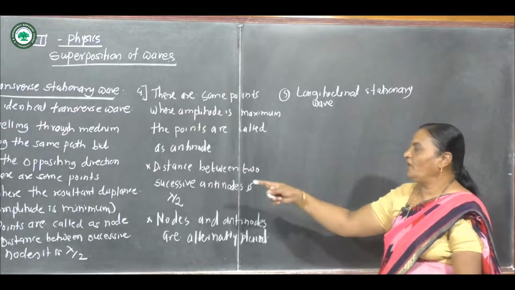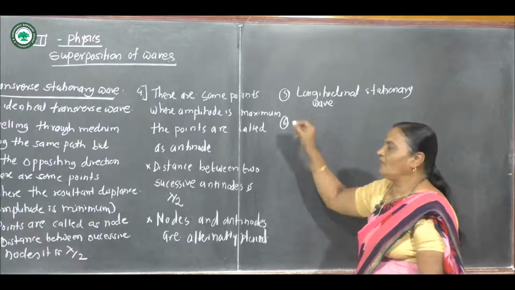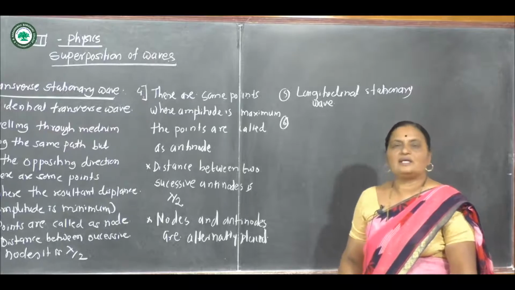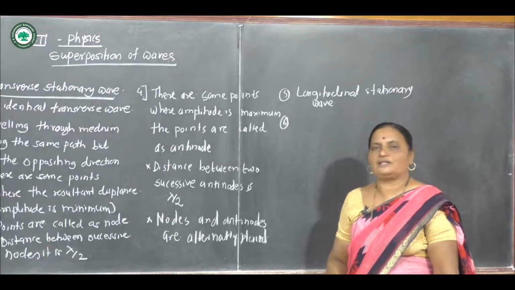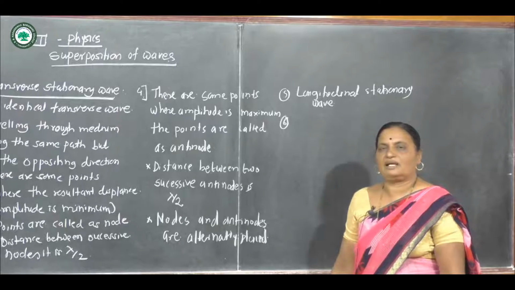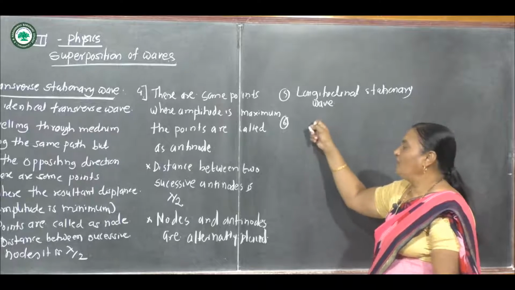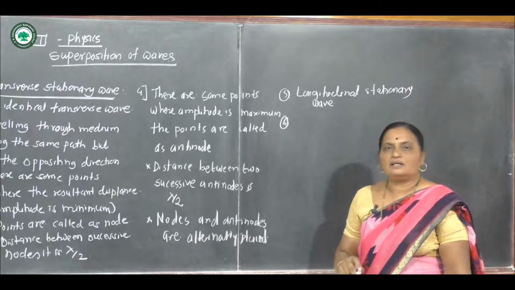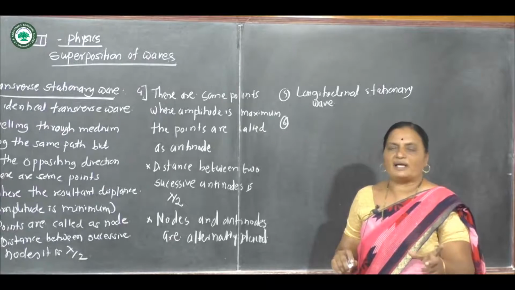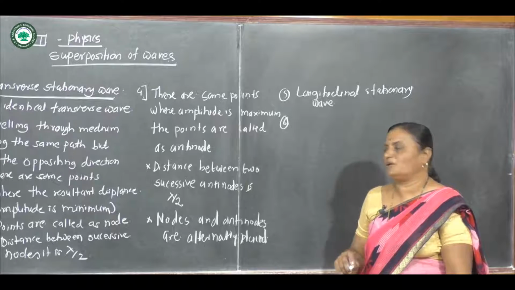There are some points where the amplitude is minimum; these points are called nodes. The points where the amplitude is maximum are called antinodes. That is, at the antinode the intensity of sound is maximum, and at the node the intensity of sound is minimum.